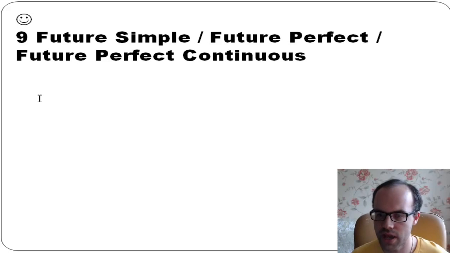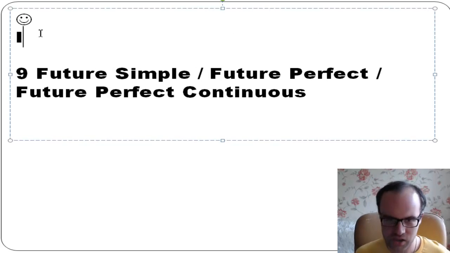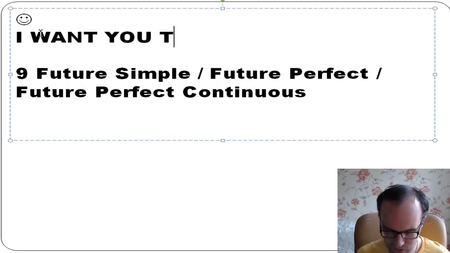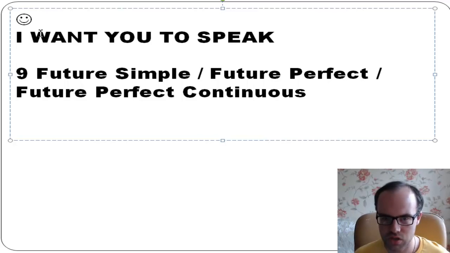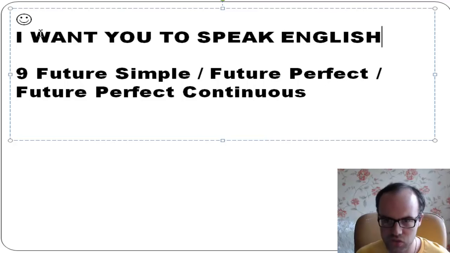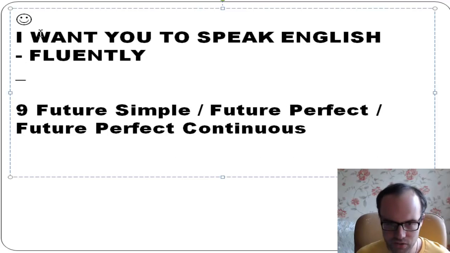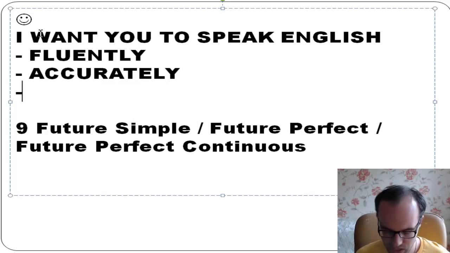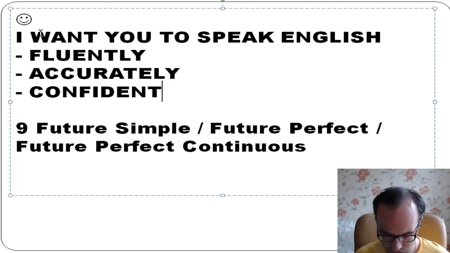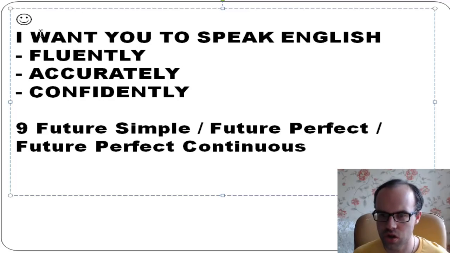I want you to speak English fluently and accurately and confidently without mistakes. Really, I really want it. Maybe I'm crazy, but in fact I'm not. I want you to speak English so fluently. It means fast. Accurately means without mistakes. And confidently means when you are full of confidence, when you are sure that you speak English correctly. And as for me, I'm sure. Okay, so I want you to speak English fluently, accurately, and confidently.